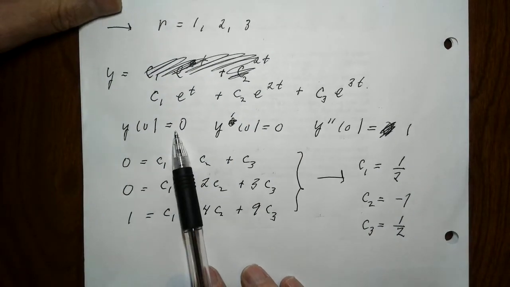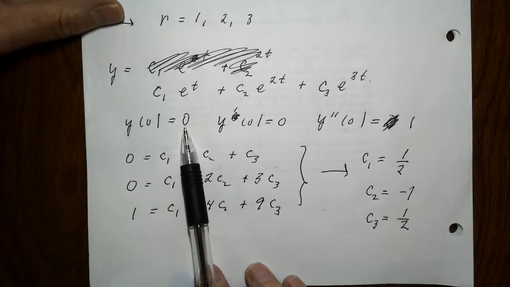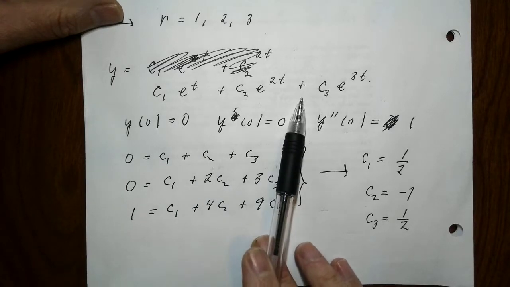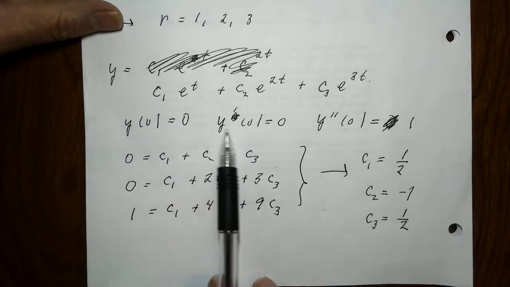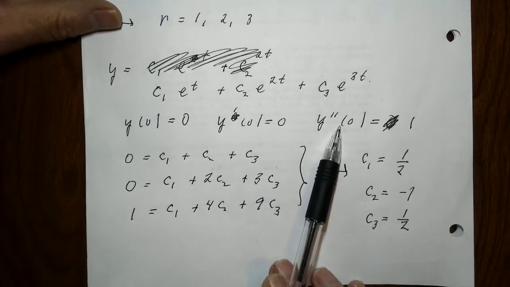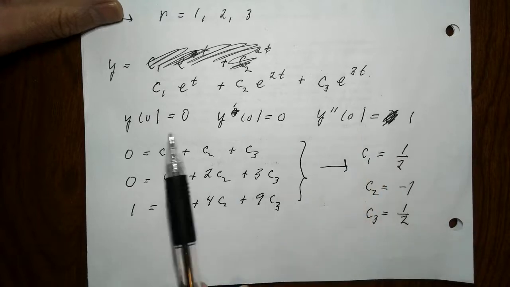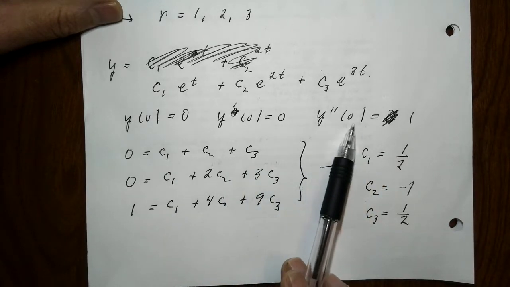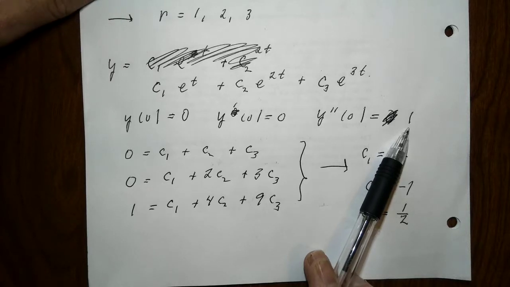Let's throw on some initial values. In the second order case, we needed to know y(0) and y'(0). In our situation, now we need to know not only y(0) and y'(0), but y''(0) as well. So I chose y(0) to be 0, y'(0) to be 0, and y''(0) to be 1.